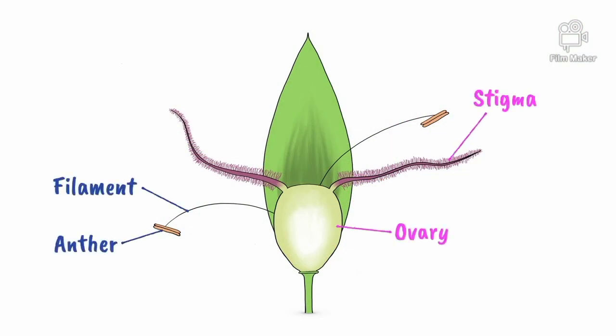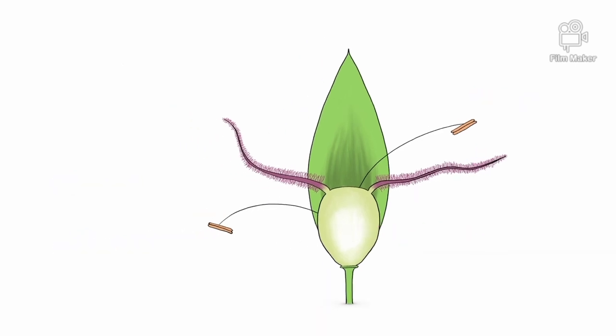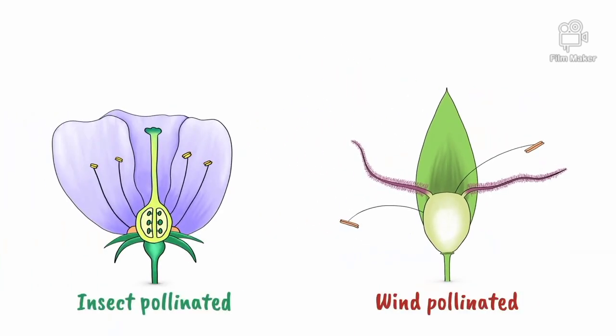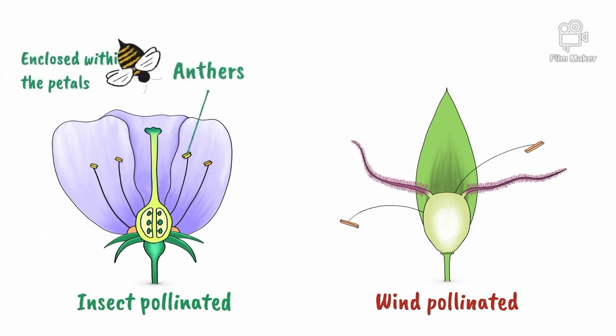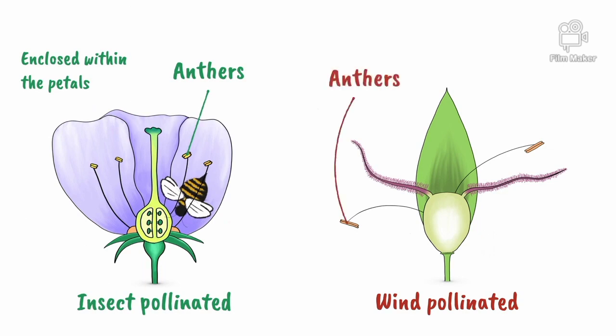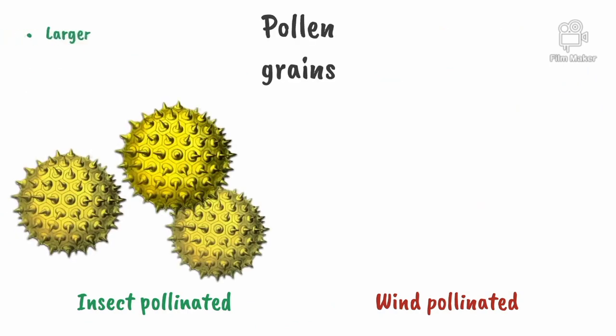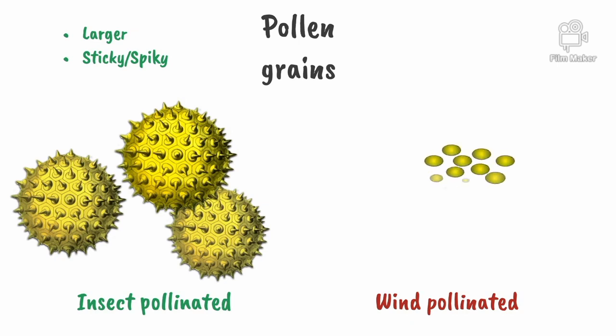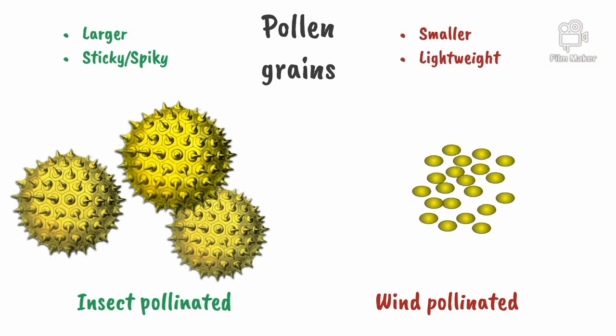So the structure of a wind-pollinated flower is somewhat different from that of insect-pollinated flowers. Their anthers and their stigmas are not enclosed like the insect-pollinated flowers. They are hanging out in the wind, and the stigmas are spiky in such a way that they could get exposed to wind and get brushed with the anther to collect pollen grains, which are large, sticky, and spiky in insect pollinated. They are smaller and smooth in wind pollinated.